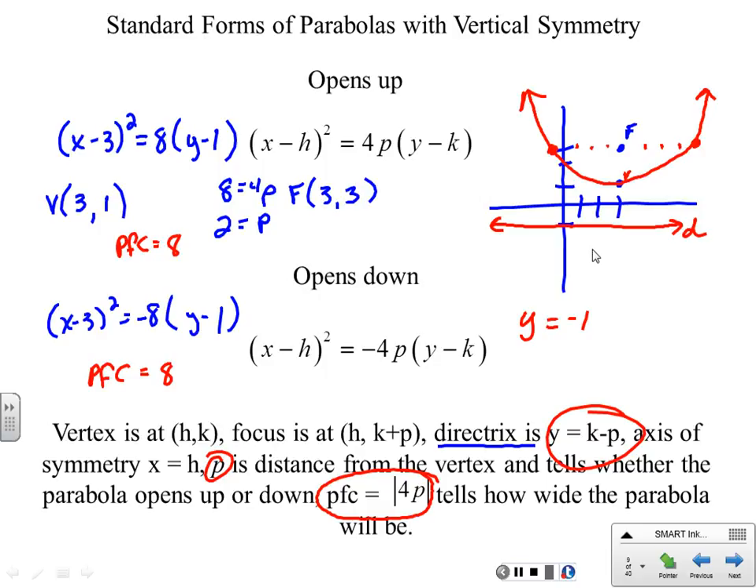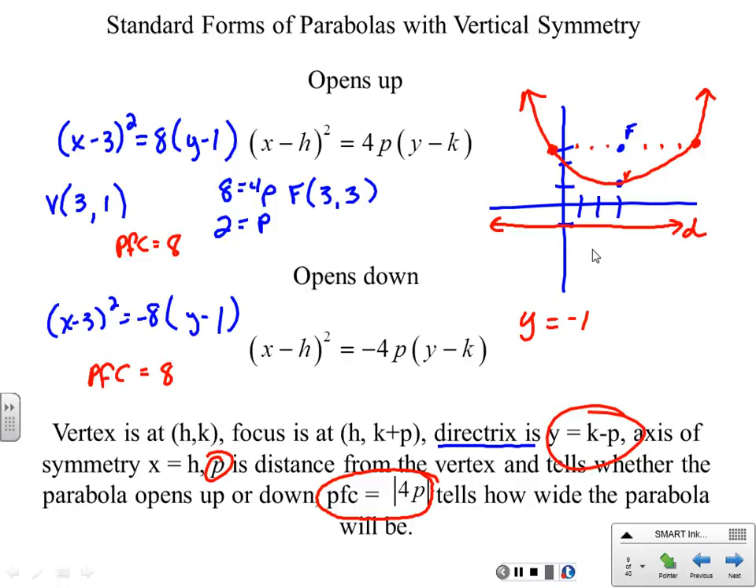Now listen to me. The key is to be able to figure out what P is. If you don't know what P is, you're not going to be able to do it. And people always get hung up. I can't find it. I don't know what it is. I don't know how to get it. So before we leave this slide, does everybody understand how to find P? It's the distance from your vertex to your focus and your vertex to your directrix. It's the exact same thing.